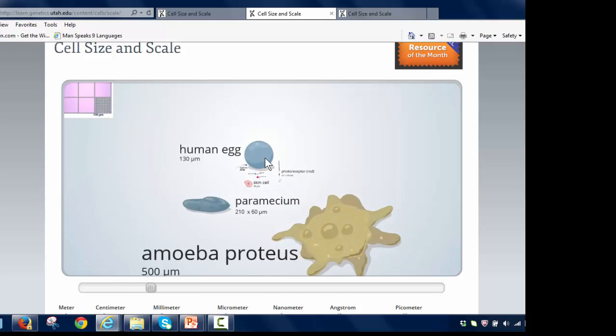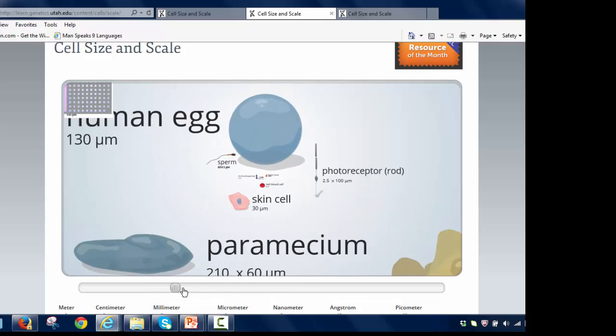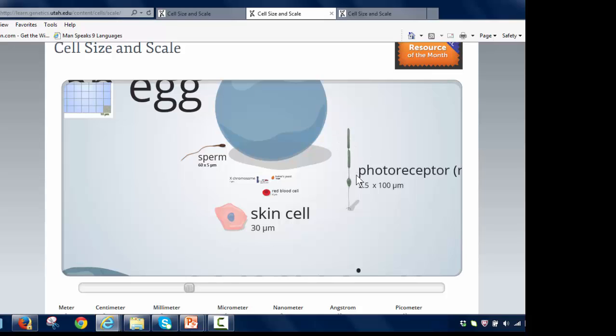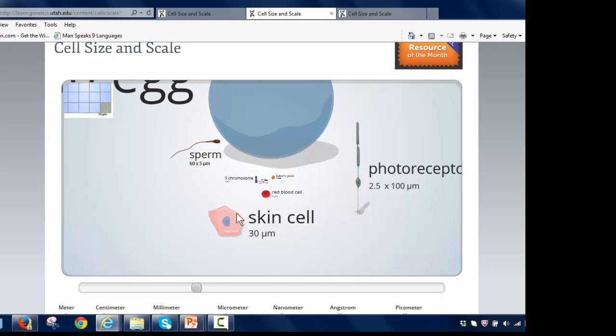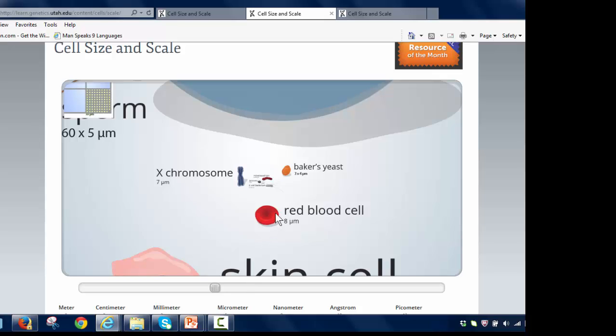Here's a human egg cell, one of the largest cells in the human body. Look at it compared to the little sperm right next door. This strange looking cell is called a photoreceptor, and photoreceptors are important for detecting light and vision. Then we have a human skin cell. The skin cell is about 30 micrometers big, which is somewhat typical for a human cell size. As we get smaller, here's the red blood cell. It's one of the smaller cells in the human body.